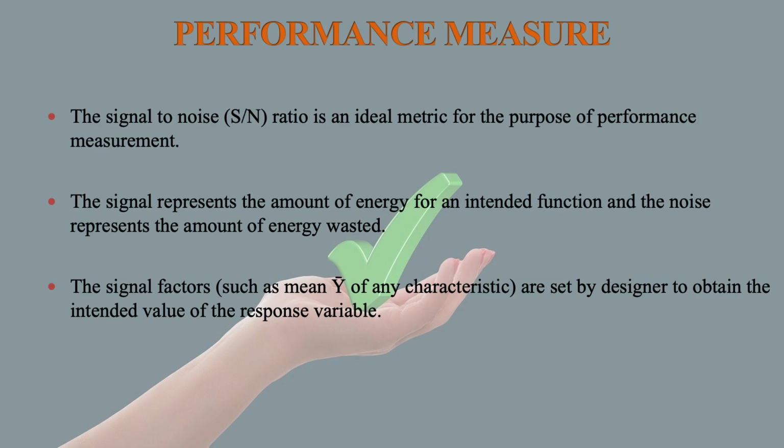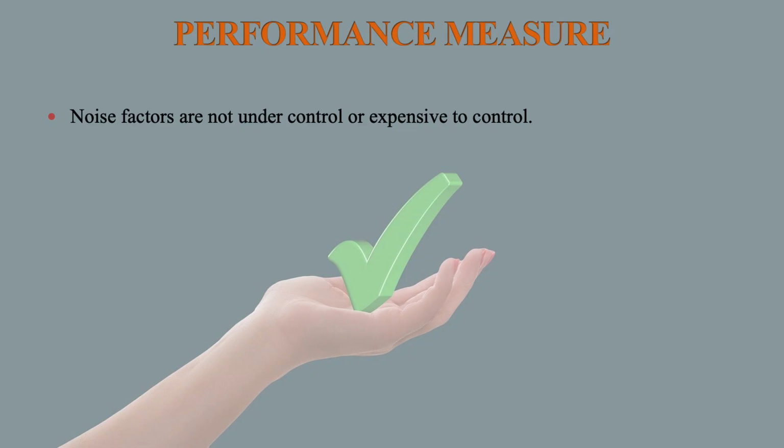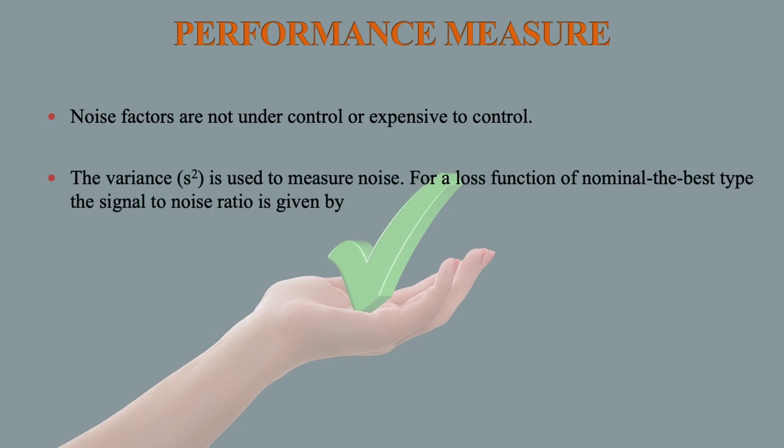Signal factors are set by the designer to obtain the intended value of the response variable. So that is the mean y bar of any characteristic. Performance measure. Noise factors are not under control or are expensive to control. The variance S square is used to measure noise.